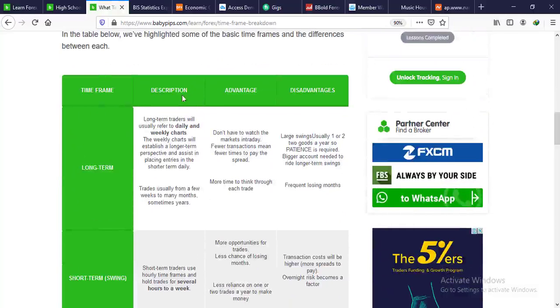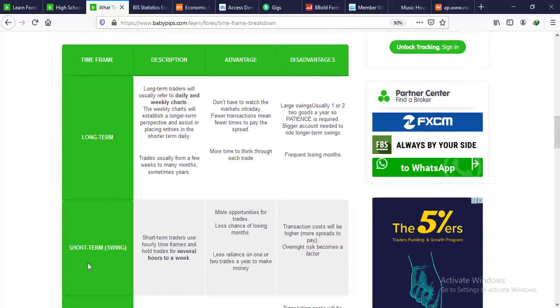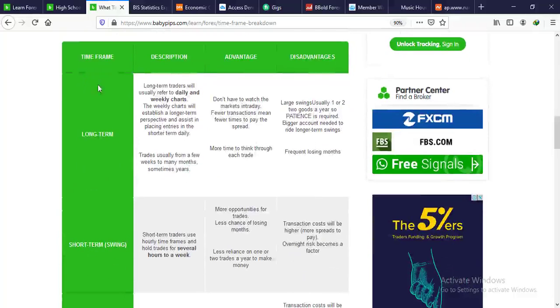Time frame, description, advantages and disadvantages. Under the time frame we have long term, short term, and intraday. The description says for long term traders we usually refer to daily and weekly charts. The weekly charts will establish a longer term perspective and assist in placing entries in the shorter term daily. Trades usually last from a few weeks to many months, sometimes years.